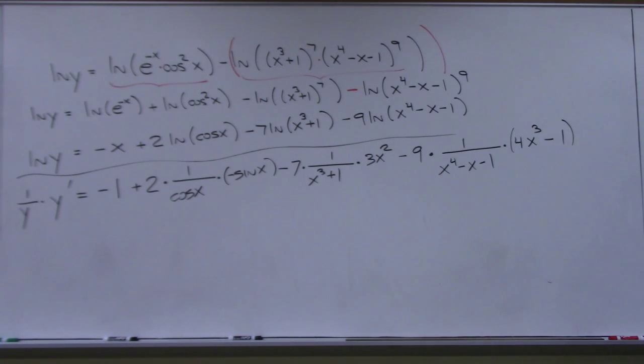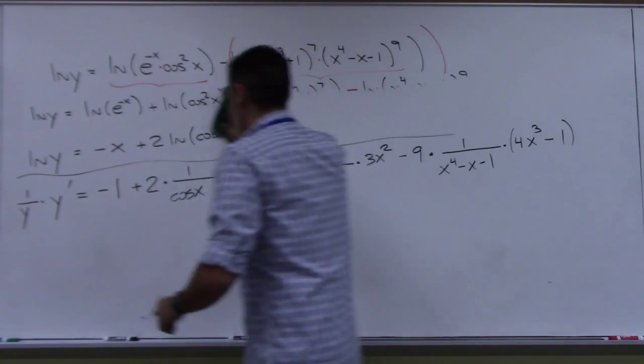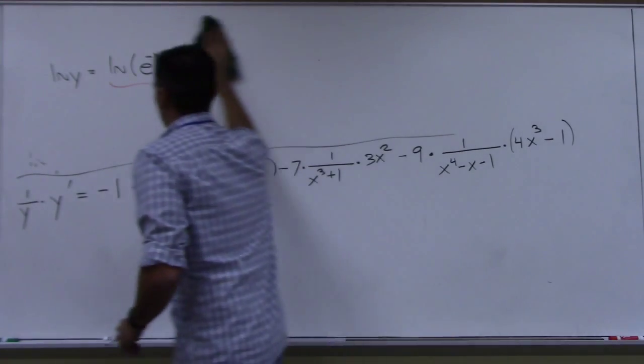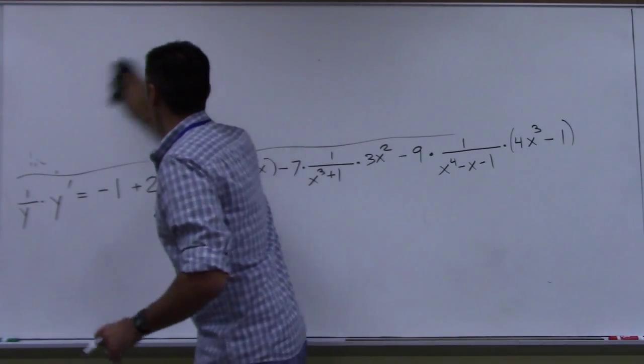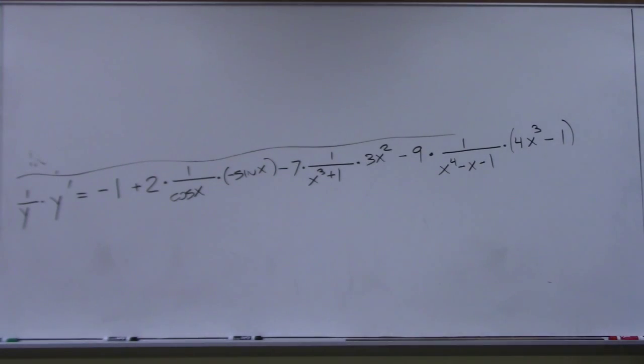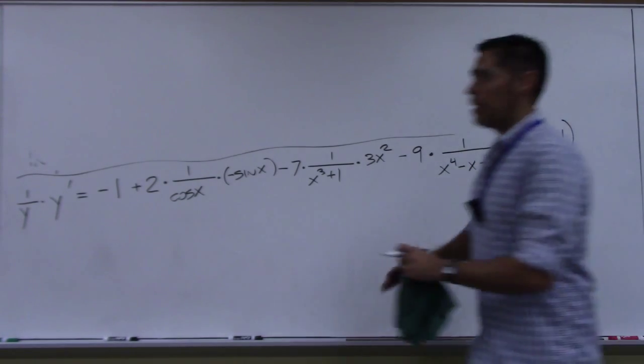All right. I'm going to clean this up, just a little bit, not much. What am I trying to solve for again? y prime. I want to know what y prime is. What's wrong with the left side, though? It's not just y prime. It's 1 over y times y prime. So I'm going to multiply both sides by y. Okay, so here's what I've got.